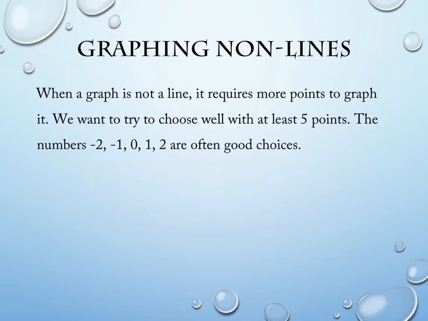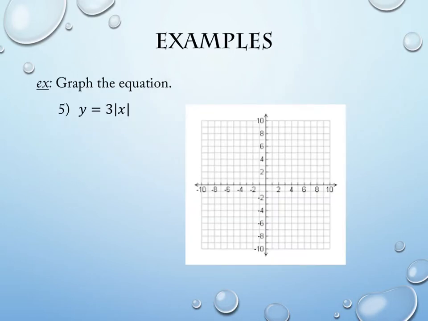So a lot of times, the numbers -2, -1, 0, 1, and 2 are good choices. Not always, but a lot of times. They're a good default anyway. Okay? So we're going to try 4 different types of non-lines to graph. Okay, did everybody get all their blanks filled in on this one? Okay, good. All right, so here's our first one.